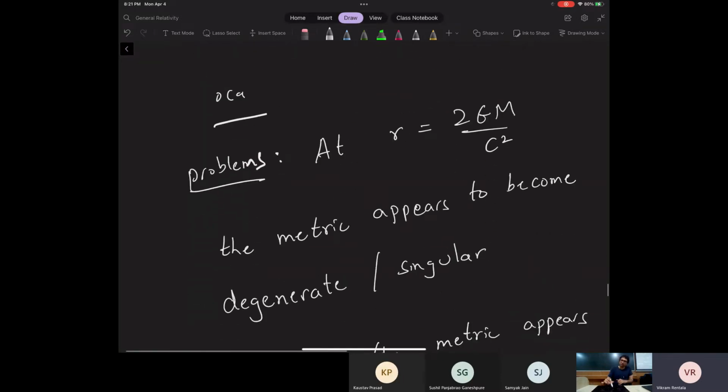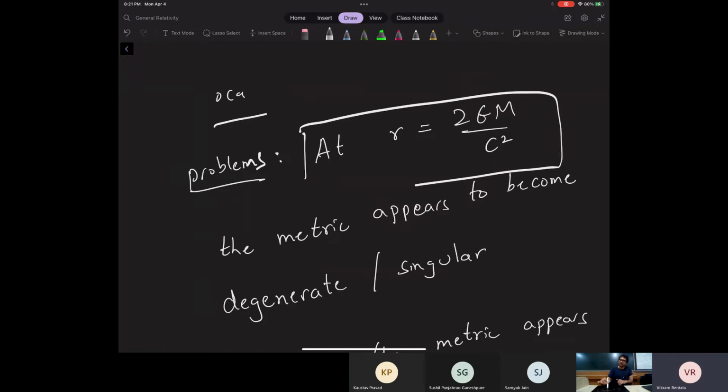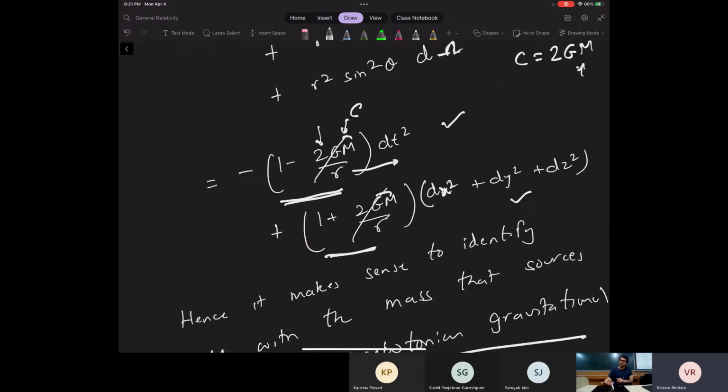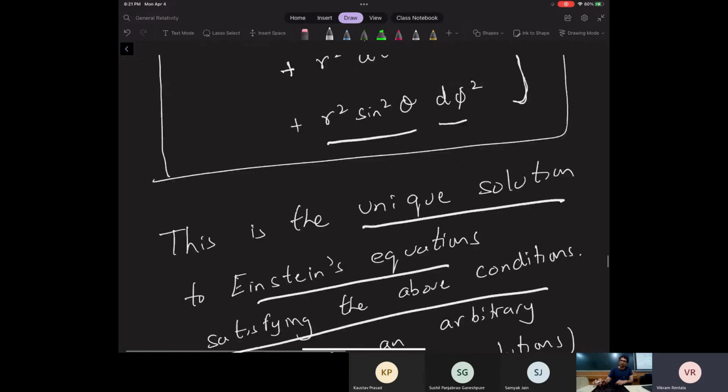So one problem that you see right away is that at r equals 2GM/c squared, you run into a problem. In the weak field approximation, we never worried about this problem because we said that this term is always small. For the weak field approximation, you must be at r much larger than 2GM. But now we're saying that this is an exact solution, so we should be able to extrapolate it to small r. But at small r, you run into a problem, right?